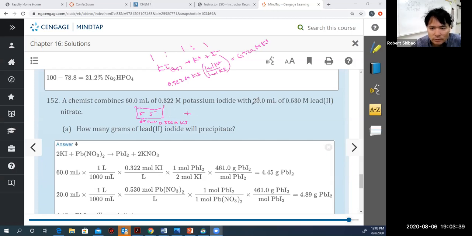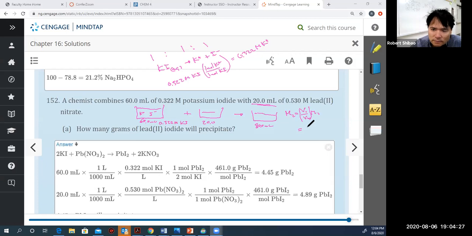Now the situation with this problem is we're adding another solution. To this, we're going to add 20 milliliters of stuff, and at the end we're going to have a volume of 80 milliliters. Even though the potassium ions don't do anything, the volume is being diluted. So this turns into a solution dilution problem. What is the dilution factor? Molarity 2 is equal to V1 over V2 times molarity 1, where V1 over V2 is the dilution factor. In other words, M1 V1 is equal to M2 V2, solve for M2.